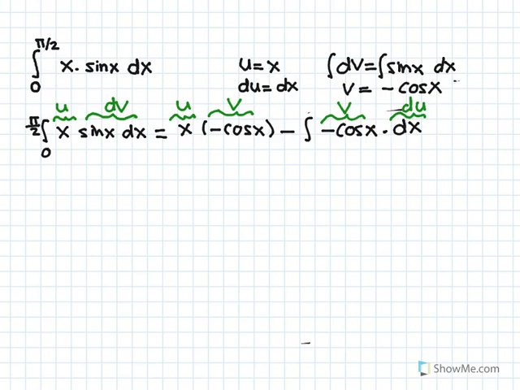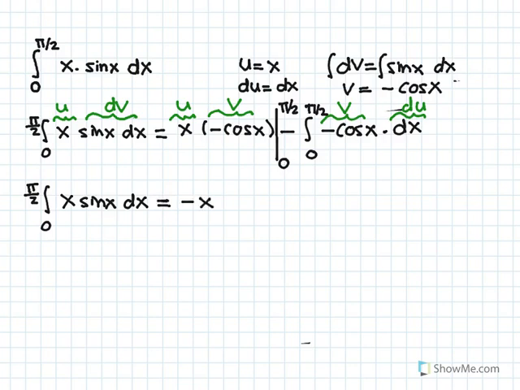Alright, and let's also put the limits of integration, that's very important. From 0 to pi over 2, because this is a definite integral, we need those limits of integration on both parts. So we have the integral from 0 to pi over 2 of x sine x dx, that's equal to minus x cos x from 0 to pi over 2, plus the integral of cos x dx from 0 to pi over 2.